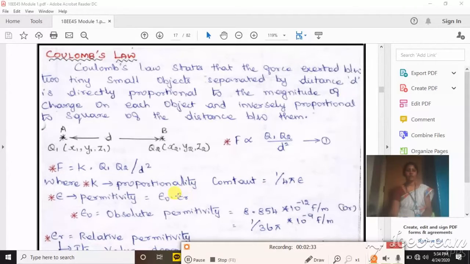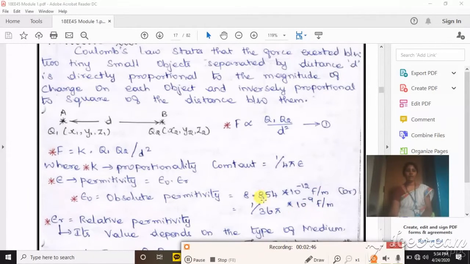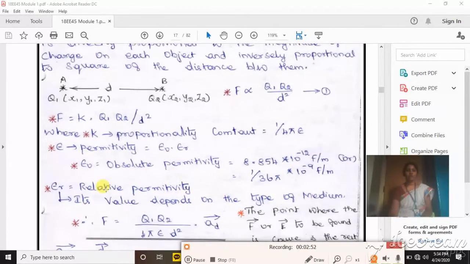Epsilon r depends upon the dielectric medium, whereas epsilon naught is a constant, which is equal to 8.854 into 10 to the power of minus 12, and the unit for absolute permittivity is farad per meter, or we can write it as 1 divided by 36 pi into 10 to the power of minus 9 farad per meter. Epsilon r is your relative permittivity. It depends upon the type of dielectric medium we are placing.